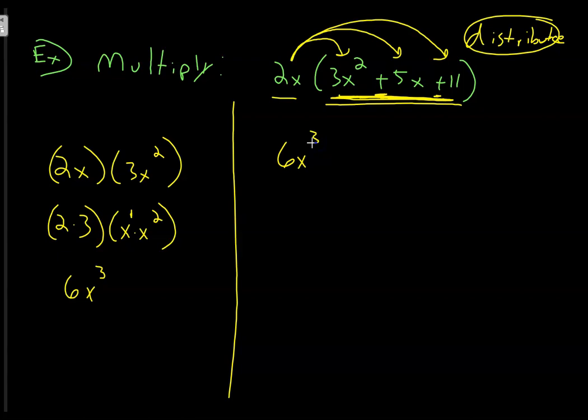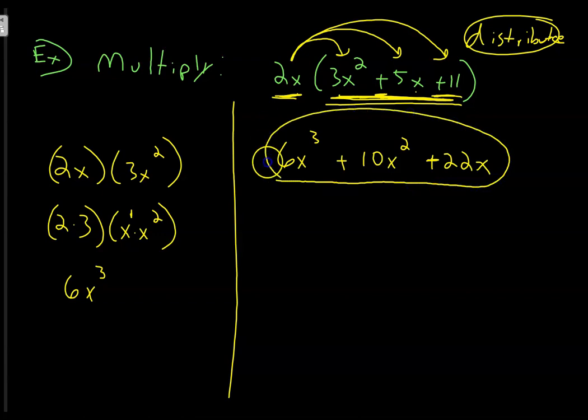And then the second one is going to be 2x times 5x. Well, you might can kind of see what it's going to be. 2 times the 5 is 10. X times the x is x to the second. And then 2x times the 11. Well, this 11 doesn't have an x, so you only multiply the 2 and the 11. So it becomes positive 22, and the x stays there with it. So it becomes 22x. So this product is 6x to the third plus 10x to the second plus 22x.